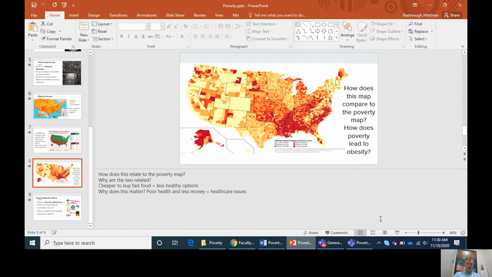All right. I am coming to you live from the closet in the sociology department because it was the spot that was available. Let's talk about poverty here.